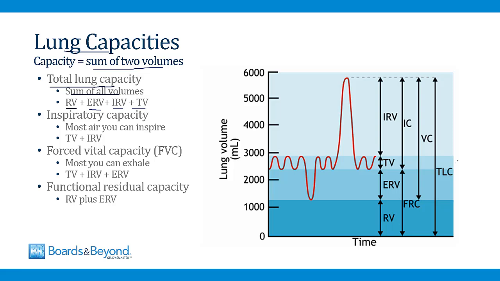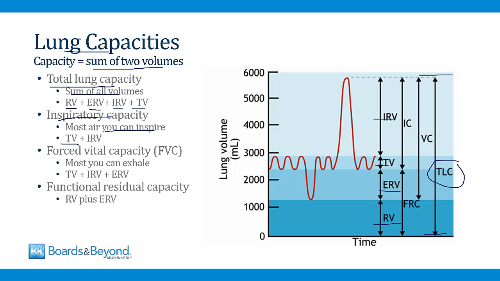If we go back to our chart on the screen, this is the total lung capacity here. It's the difference between the bottom all the way up to the top when the lungs are completely filled, and it contains all the 4 volumes we talked about in the last slide: the residual volume, expiratory reserve, tidal volume, and inspiratory reserve.